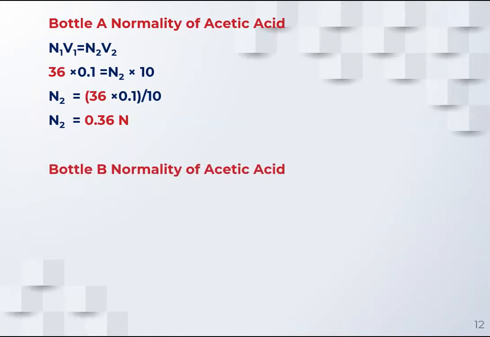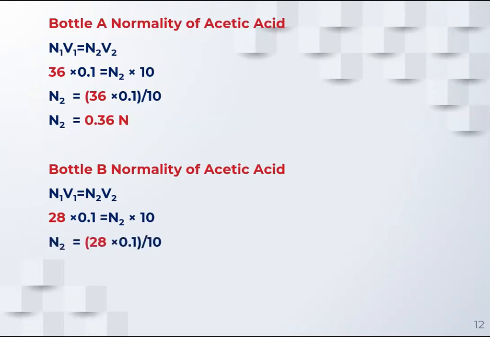Similarly, we can calculate the normality of acetic acid in bottle B by using the N1V1 is equal to N2V2 equation. This time the burette reading is 28. By putting this value into the equation, we get the observed normality of acetic acid in bottle B, and this was 0.28 normal.